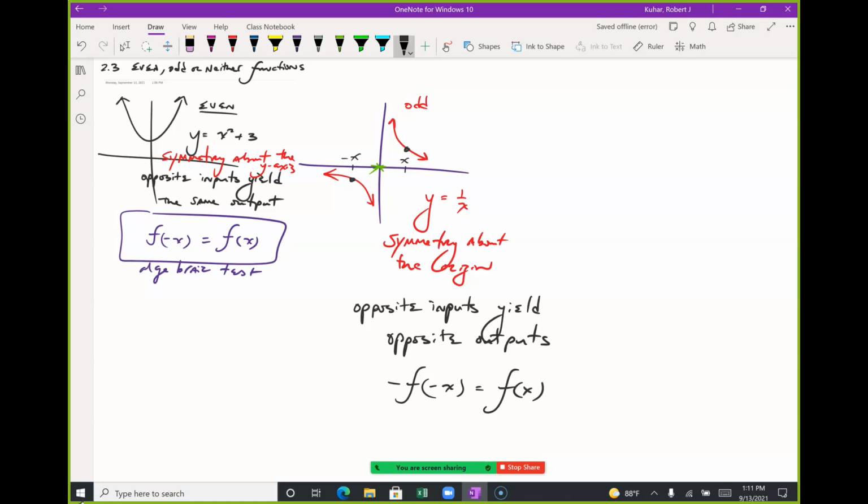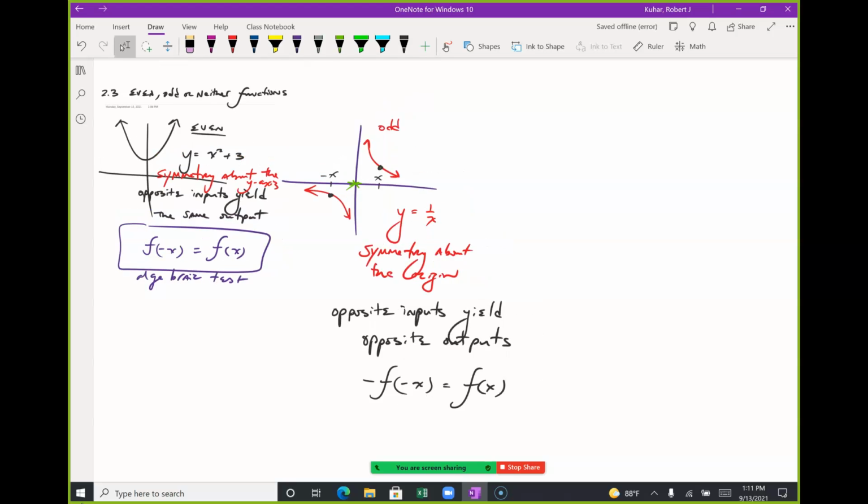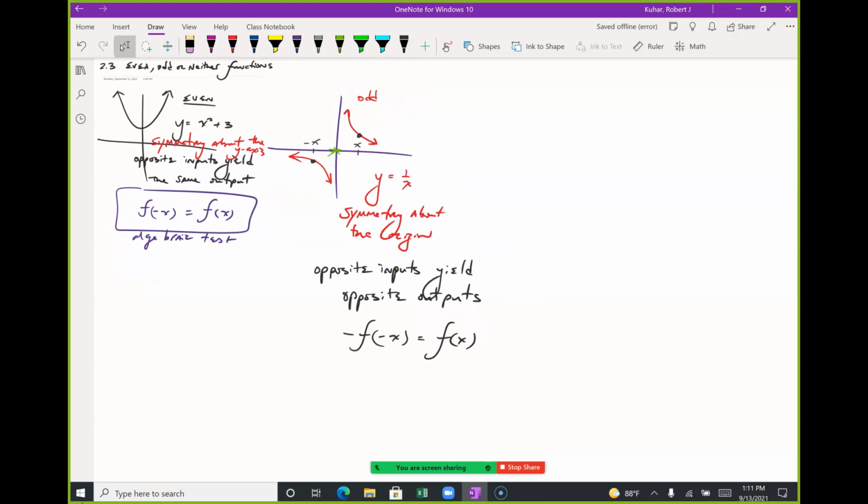And again, this is going to save us some time in calculus. It's also going to save us some time here. Meaning if I know I can put all positives in the domain, and I know it's odd or even, I know I can put the negatives in as well, right? So that type of thought.